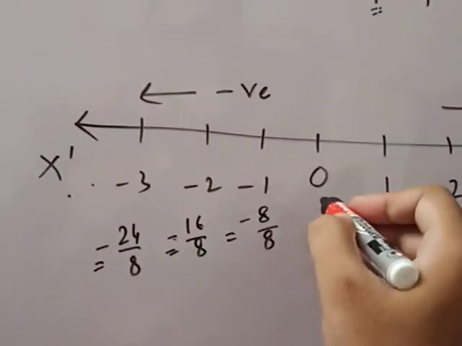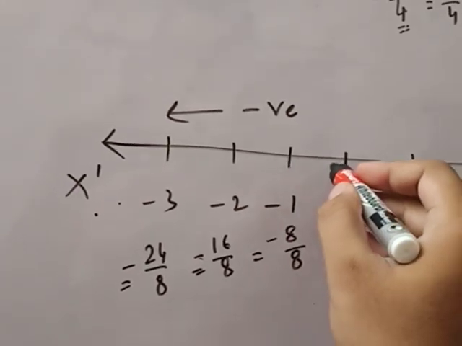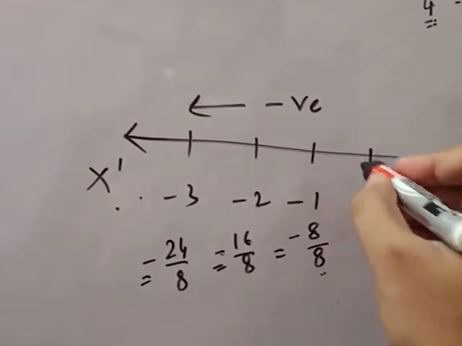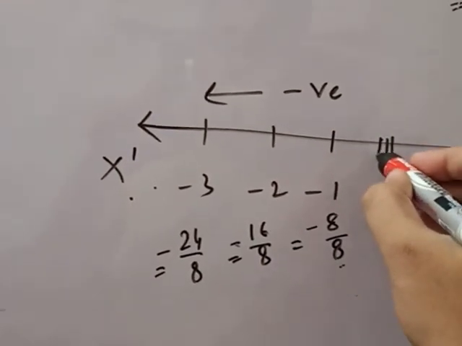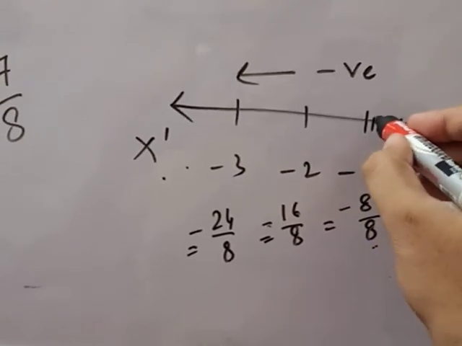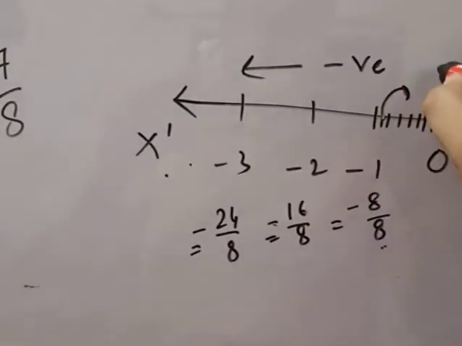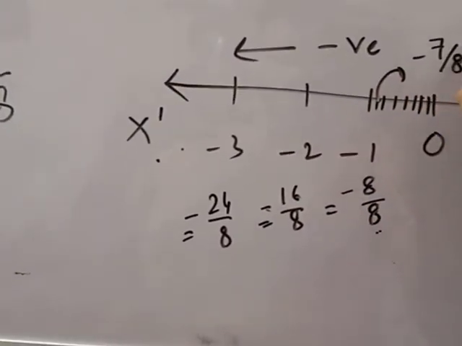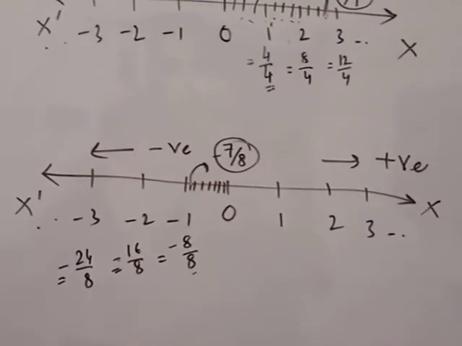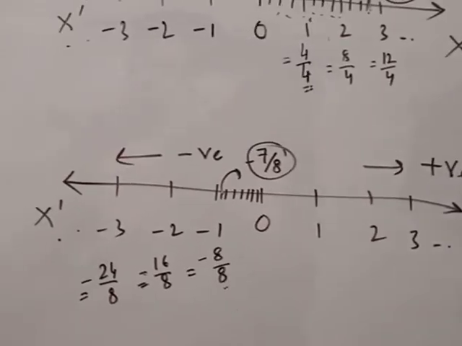Now we have to express minus 7 by 8. That means in 0 to 1 we have to divide this gap into 8 equal parts. So 1, 2, 3, 4, 5, 6, 7 and 8. And this is the minus 7 by 8. Okay. Now we are going to the exercise.